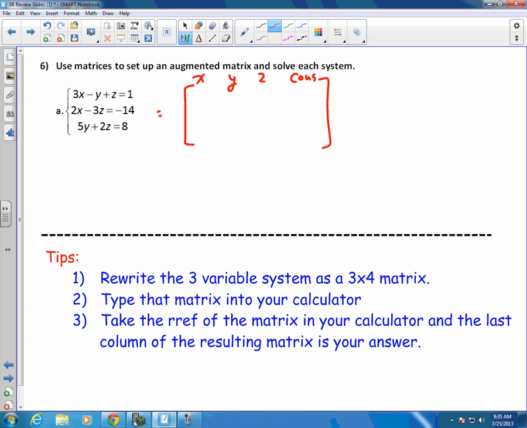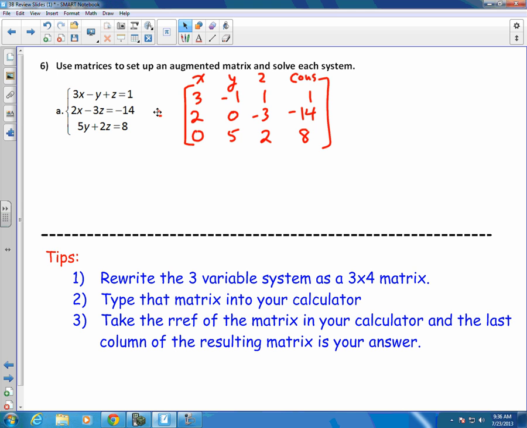I'm going to write the first equation, which is 3x, -1y, 1z, and then the constant is 1. So you see how I just wrote the coefficients of everything in that first row of my matrix. The next one is 2x. It's got no y, so it's 0y, -3z, and -14. And then the last row you have 0 for x, 5 for y, 2 is your coefficient for z, and 8 is your constant. So be careful when you're setting this up, because that's your biggest thing. If you can do that, all you have to do from here is a bunch of calculator work.